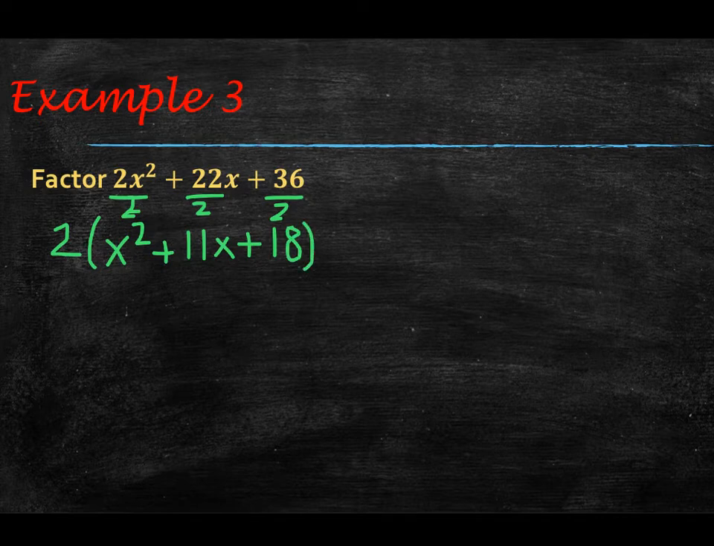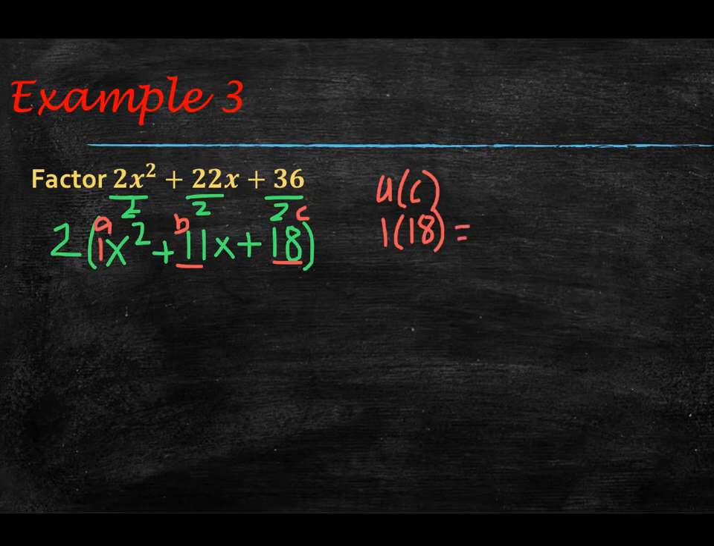Okay, now we use our A. Our A in this example is 1. Our B is 11. And our C is 18. So if we follow our same steps, A times C, A is 1, C is 18, so when I multiply those together, I get 18, and so I'm going to use that to make my t-chart.